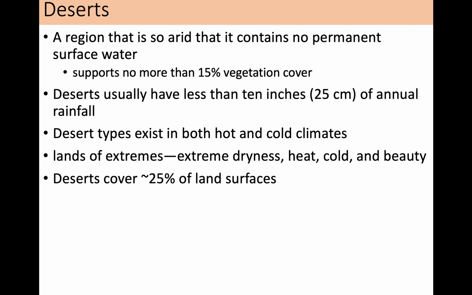So deserts can exist in both hot climates and cold climates, which a lot of people don't realize, but they are generally considered the land of extremes. So deserts are extremely dry, and then either extremely hot or extremely cold. So we call it the land of extremes. About 25% of the land surface on Earth is actually considered to be desert.